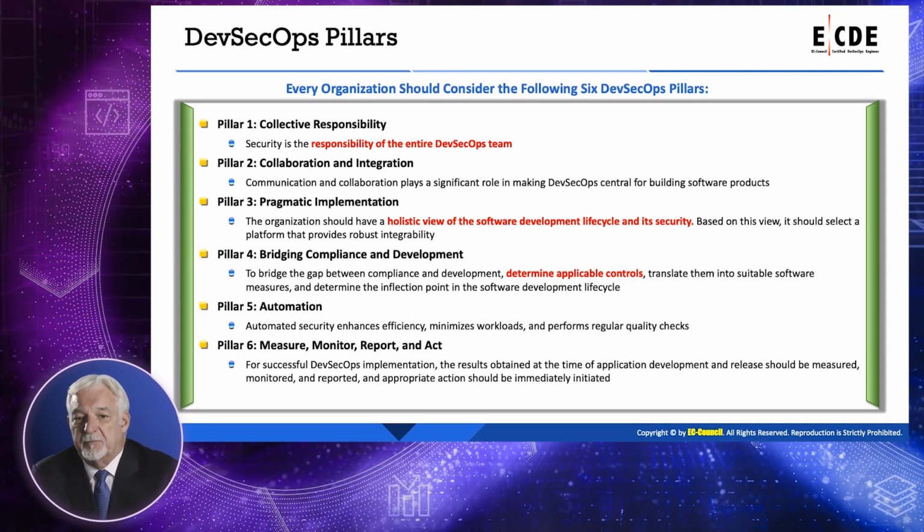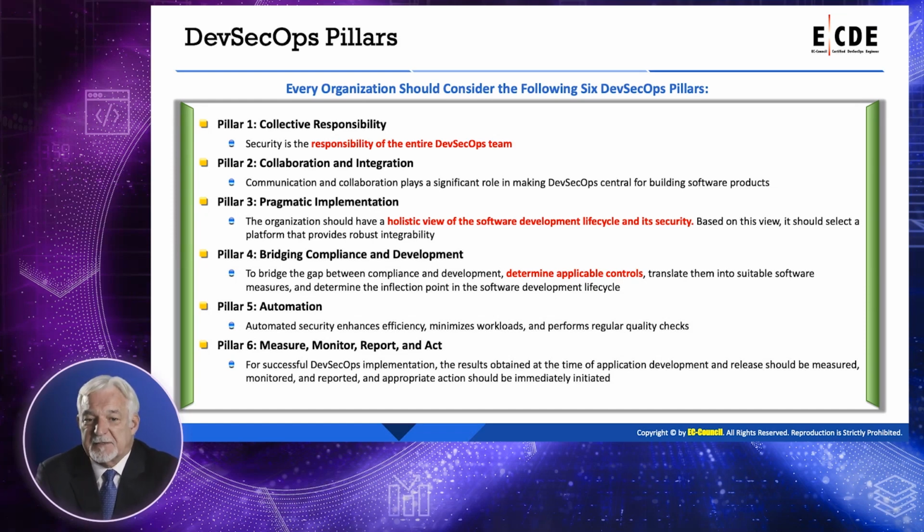Number four, bridging compliance and development. To bridge the gap between compliance and development, determine the applicable controls that you need, translate them into suitable software measures, and determine the inflection point in the software development cycle of where this is going to be inserted and tested. Automation is a main pillar of DevSecOps.